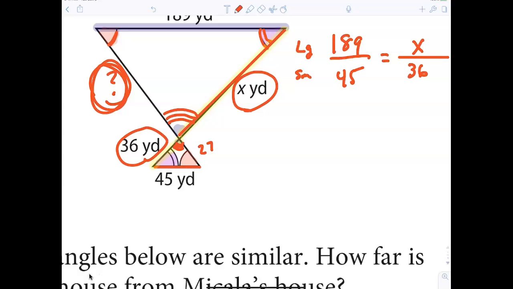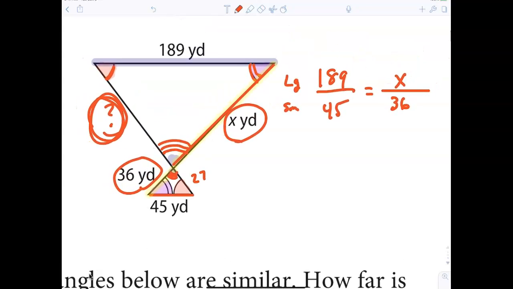What? I do not understand how this is... You can write 189 over X. That then would be equal to 45 over 36. You can write that. Remember, we talked about this yesterday also. There's lots of proportions that will give you the same answer. You can see it a little bit different, right? In this case, we went large to small. In this case, we went from the top to the side.